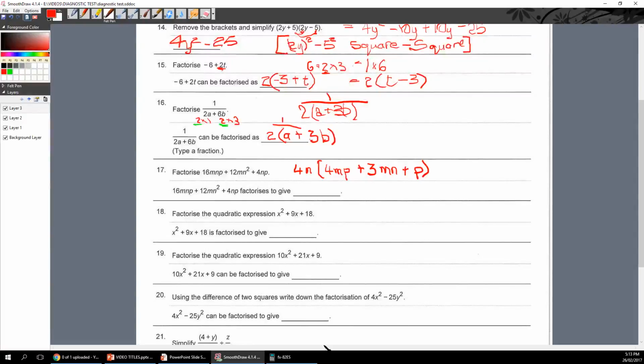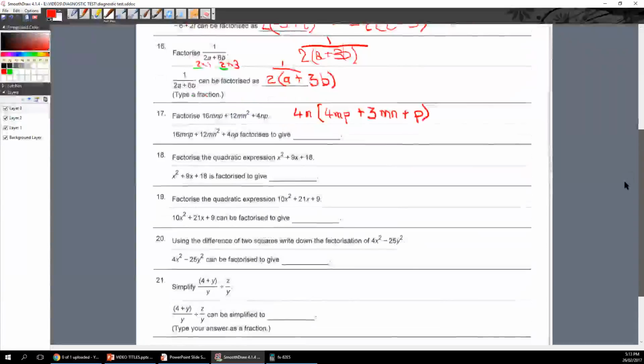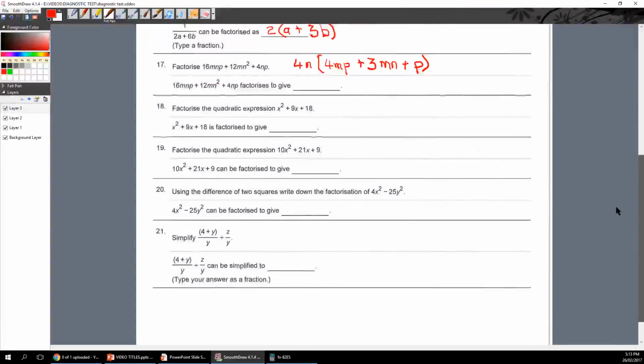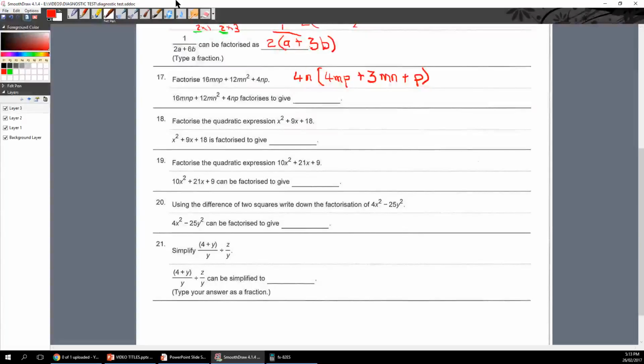Okay, now let's see, I might just move this up a bit just to make it a little bit easier for number 18. Factorize the quadratic expression. Now these get a bit tricky. We have to remember how we put them together. So what I normally do is I write down 2 brackets like that. These are my 2 brackets because I know that's what I'm going to do.